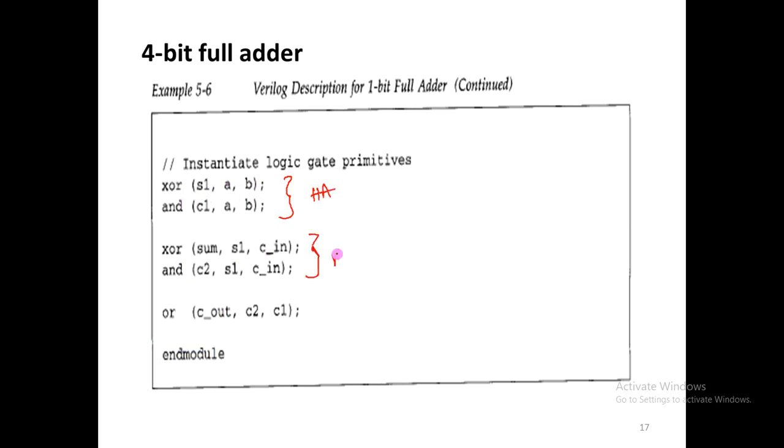This is second half adder. In order to make it simple, I'm just writing it. S1 is the output of the first half adder, AB are the inputs, C1 is the carry output of the first half adder, AB are the inputs. Second half adder's output is sum, your input is S1, the output of the first XOR, and C in. And similarly AND C2, same inputs. I'll take the C2 and C1, use the OR gate, I'll get the C out. So this is a simple 1-bit full adder.